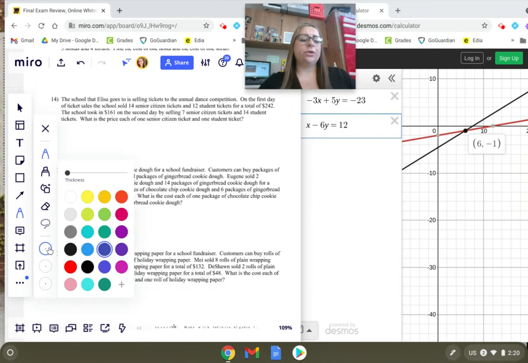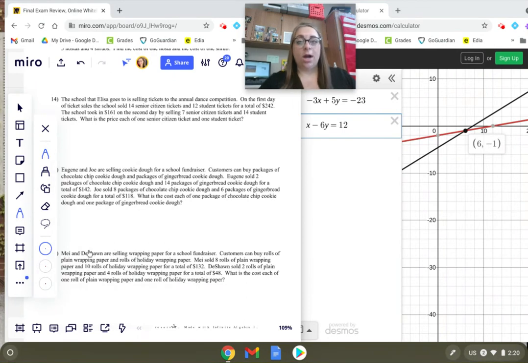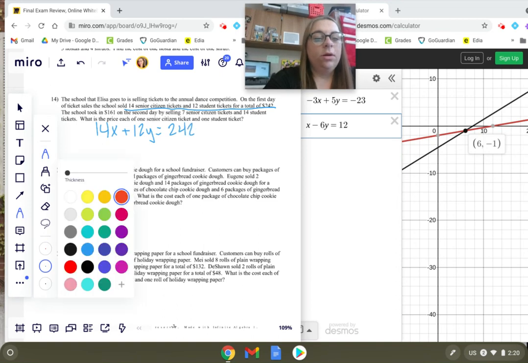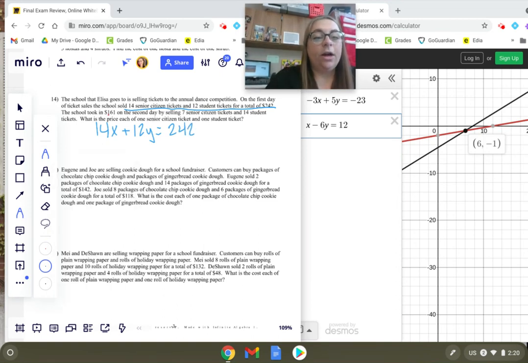So what we want to do is create an equation based on these situations. The first day, we got 14 senior citizen and 12 students. I'm going to say 14x plus 12y for a total of $242. On the second day, they got $161 by 7 senior citizen and 14 student. So 7x plus 14y equals 161.